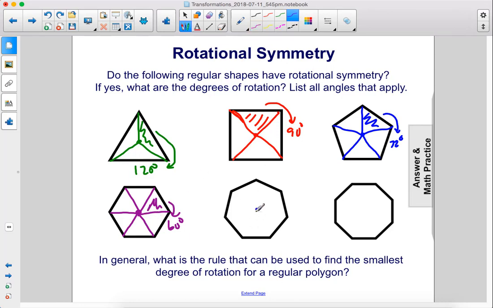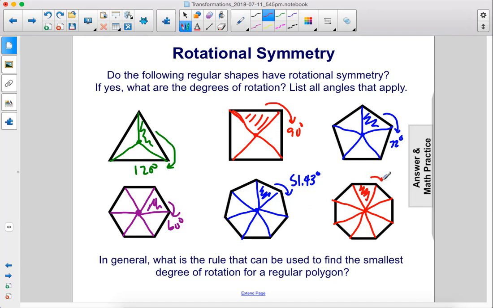All right, for here, bunch of sides, 3, 4. All right, so you could take one of these sections and move it 51.43 degrees, and that would end up in the next section over. And then finally, we have this one. All right, divide it like this. And then if you take a section and rotate it 45 degrees, it will be here.